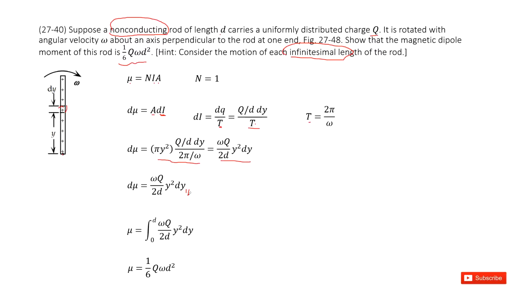Now we can do the integral over y from 0 to d. So integrating from 0 to d, you get the final answer there.